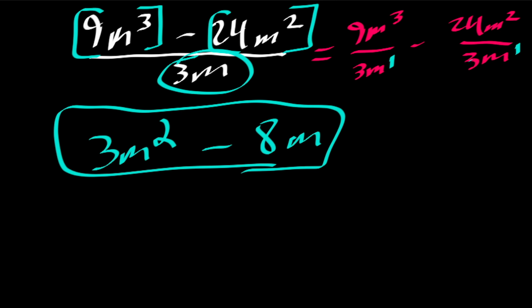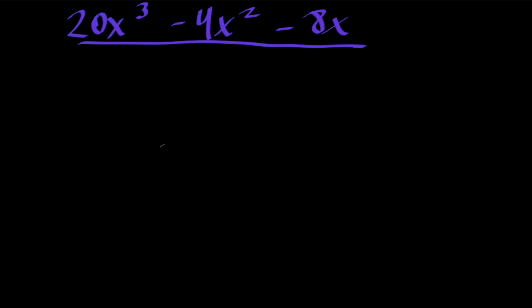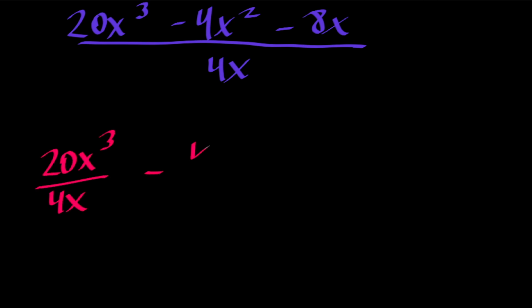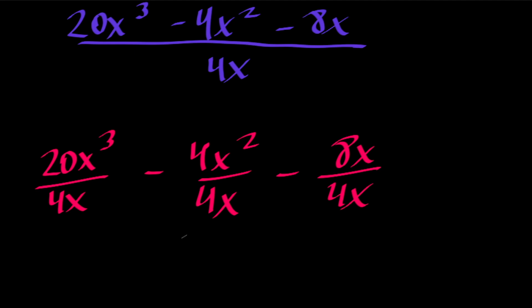All right, so let's look at another one, because I'm sure you can probably start to do this without breaking it apart. Let's say I have 20x to the third minus 4x squared minus 8x, divided by 4x. I almost left that out. Now, if you wanted to, you could break this apart like this. You could say 20x to the third divided by 4x minus 4x squared over 4x minus 8x over 4x, because they essentially mean the same thing.